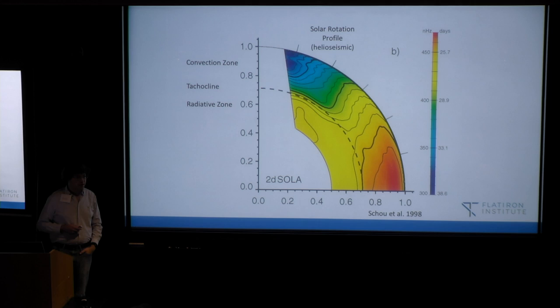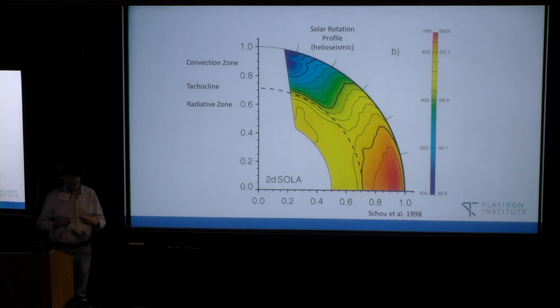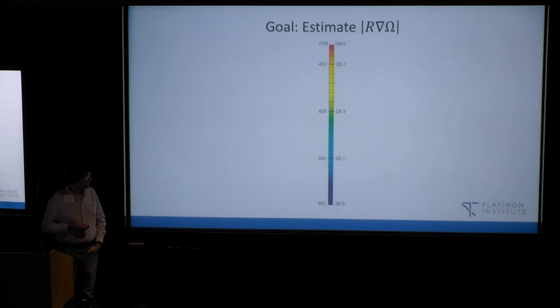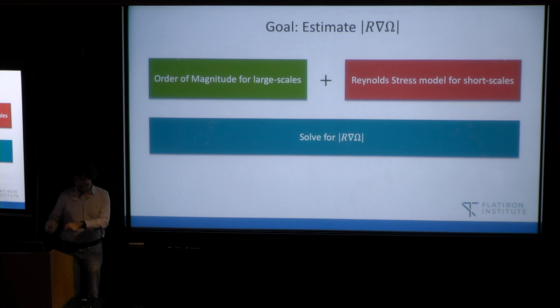There's been a lot of work attempting to predict this, and it turns out to be very hard to get this either theoretically or even in simulations. So I want to focus on the easier problem. I want to know what the scale is. This is the formula I'm going to be using. I want to use order of magnitude analysis to get at what the large scale structure of the sun is doing, or any deeply convecting star, then attach that to a model of the Reynolds stress at small scales, and then solve for the shear.